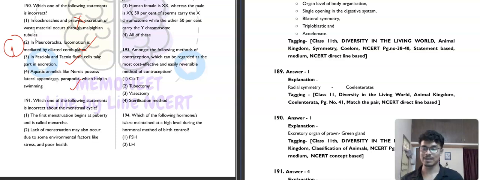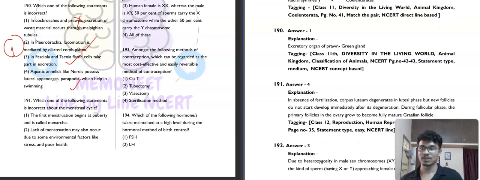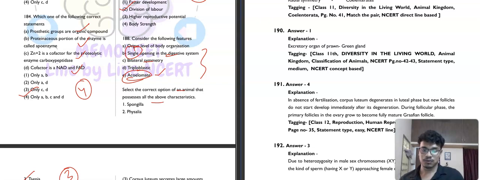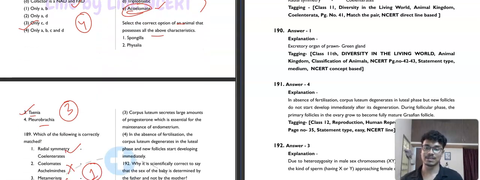Which of the following statements is incorrect about the menstrual cycle? The first menstruation begins at puberty and is called menarche. Correct. Lack of menstruation may also occur due to some environmental factors like stress and poor health. Correct. Then corpus luteum secretes a large amount of progesterone, which is essential for maintenance of endometrium. It is also correct.